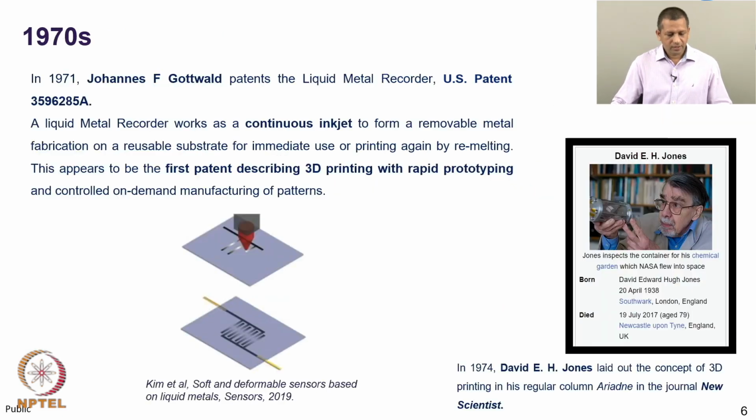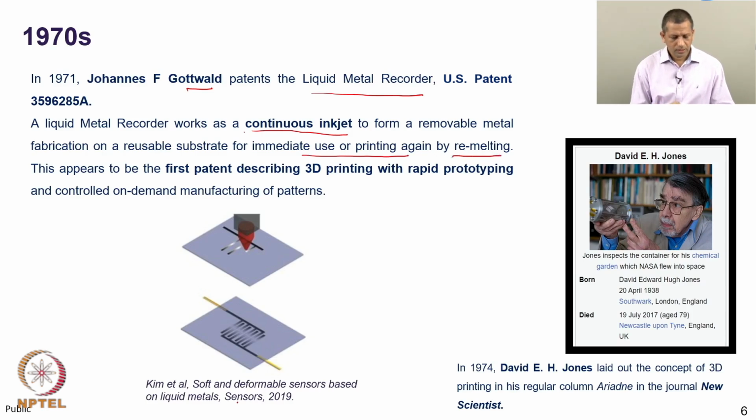In 1971, Johannes Gottwald patented the liquid metal recorder. A liquid metal recorder is a device which can print liquid metal using continuous inkjet on a substrate or a surface, and it can be either immediately used for printing or remelted for next use. This appears to be the first patent describing 3D printing, although in 1974 David Jones laid out the concept of 3D printing formally in an article that he published.